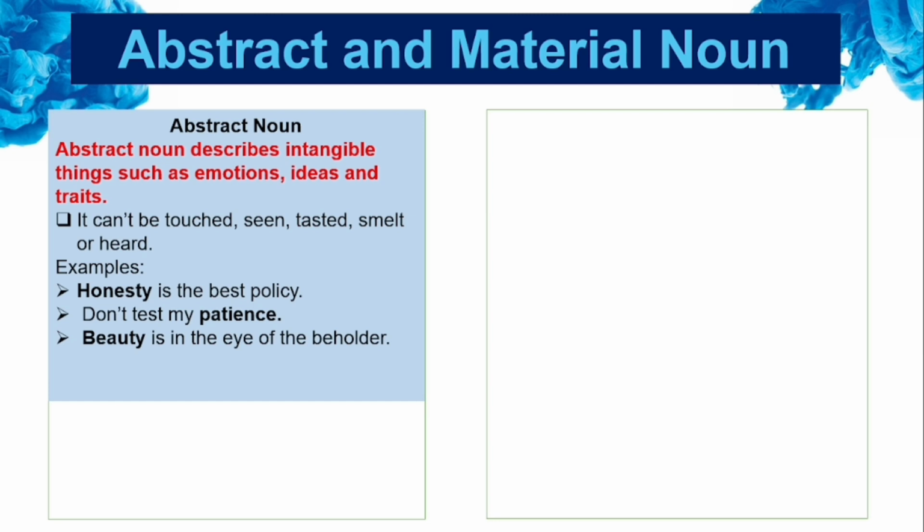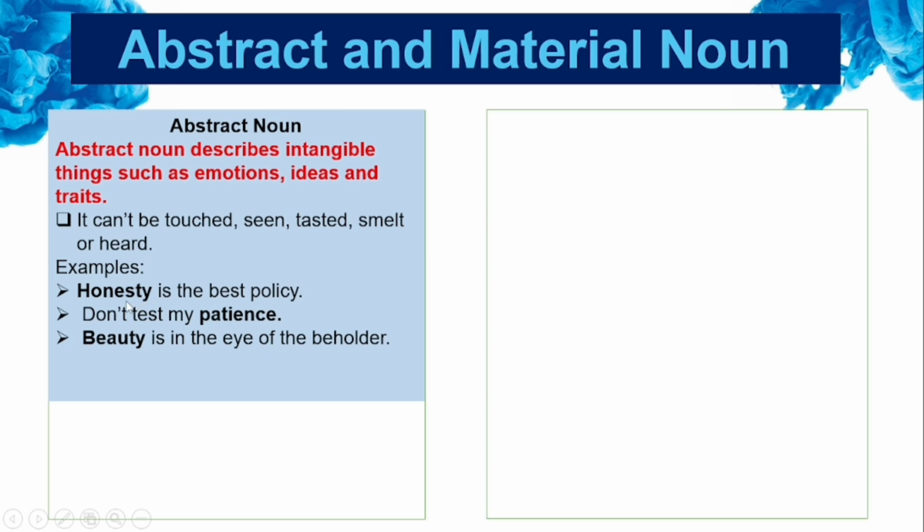So the first is abstract noun. Now abstract nouns are simply the intangible things. Okay, so what is intangible? Firstly understand, intangible means something which doesn't have any physical appearance. आप उसको directly देख नहीं सकते, right? Such as emotions, ideas, concepts or traits. As it is mentioned also that it can't be touched, seen, tasted, smelled or heard.